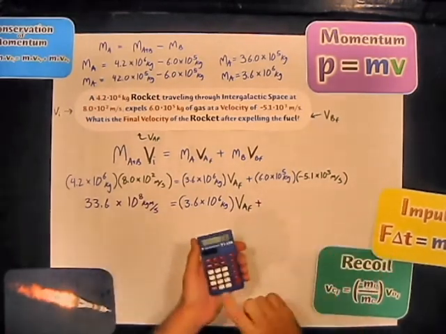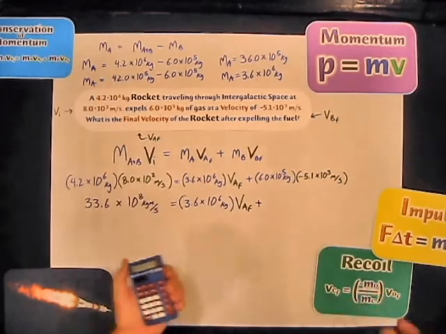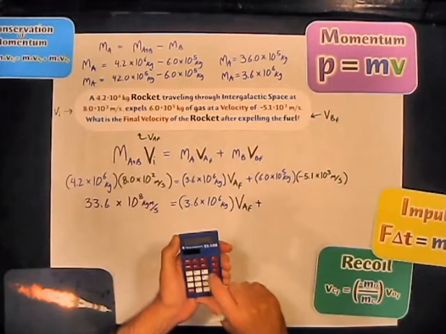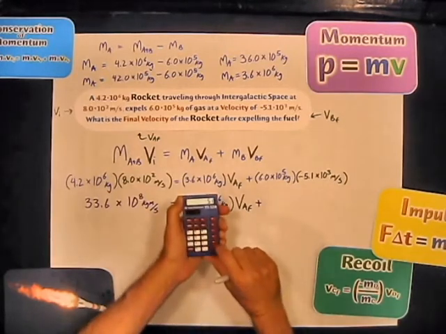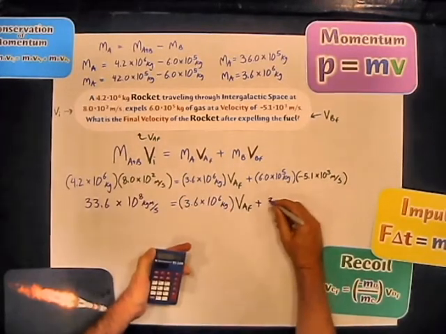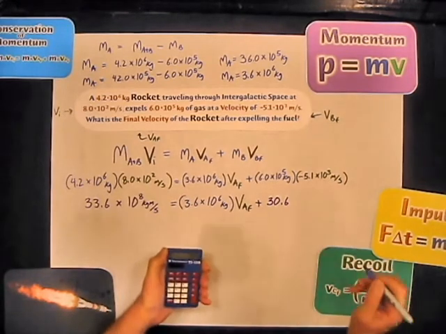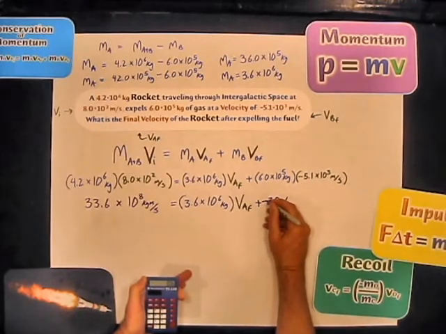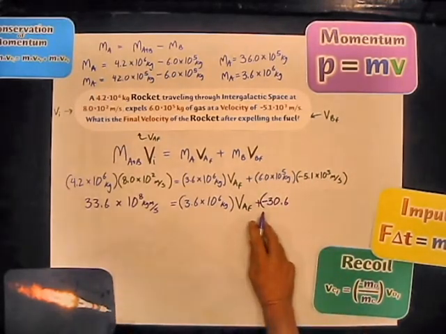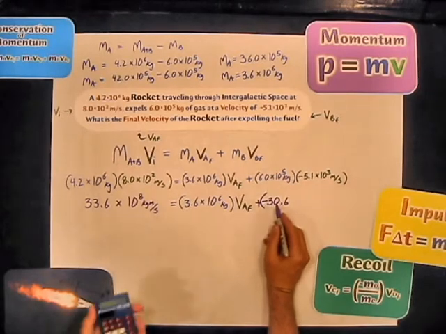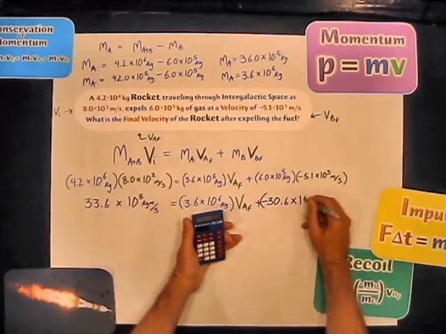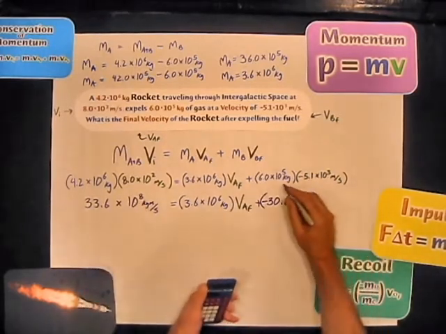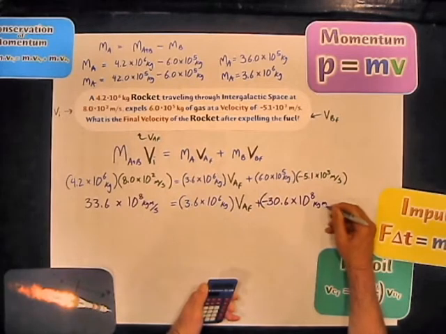Now over here, we've got 6 times 5. So we'd expect it to be 30, but it's not exactly. It's 6 times 5.1, so 30.6. And of course, negative times a positive is a negative, so let me put it in parentheses just to make that clear. And 30.6 times 10 to the, what would this be? Oh, interesting. Also 8. And also kilogram meters per second.